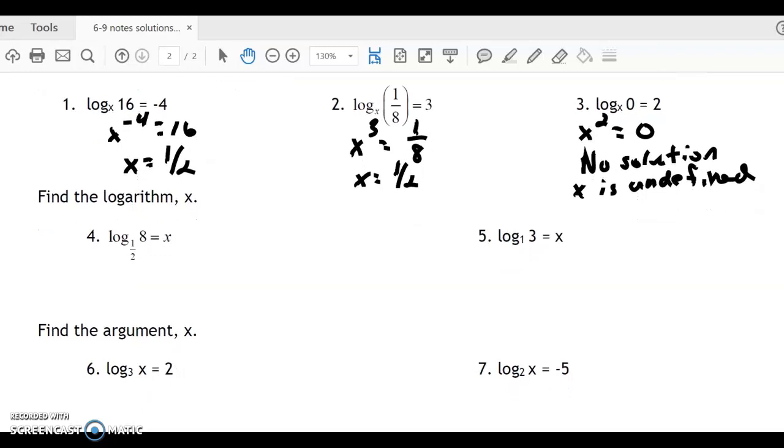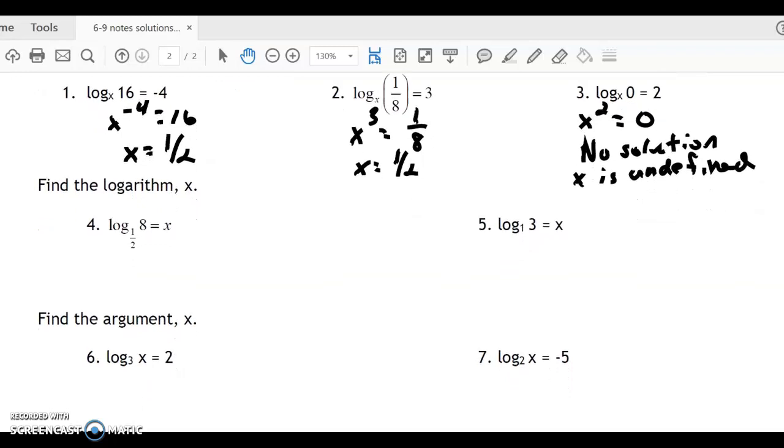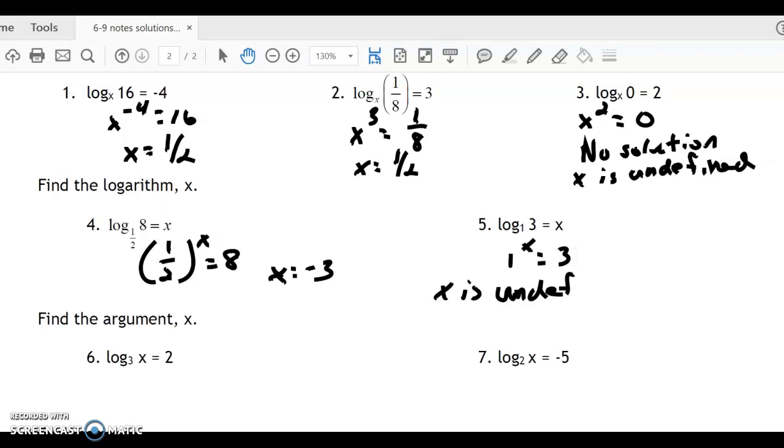Next set, find the logarithm x. So we're saying 1/2 to the x equals 8. So that would have to be x equals -3. Over here, 1 to the x equals 3. Again, that would be undefined. X is undefined. So we'd say no solution. Think about it. 1 to any power is going to be 1.